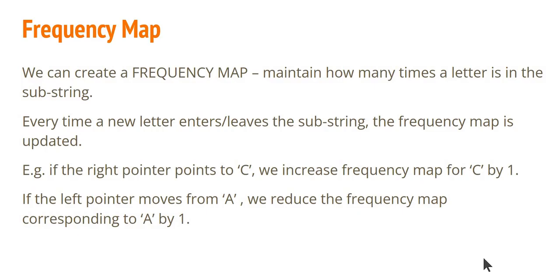But one thing is clear, that in this problem, the criteria is based on how many times the characters are occurring, which means that we need to create a frequency map. Basically, it will tell me, in a given substring, how many times a character A occurs, a character B occurs, character C occurs. Every time a new letter enters from the expansion of the window, we will increase the frequency map. Every time a character leaves the substring, we will decrease the frequency map, right? So, for example, if the right pointer is pointing to C, we'll increase the frequency map for C by 1. If the left pointer moves from A, we'll reduce the frequency map corresponding to A by 1. It's kind of the same as adjusting the current sum.